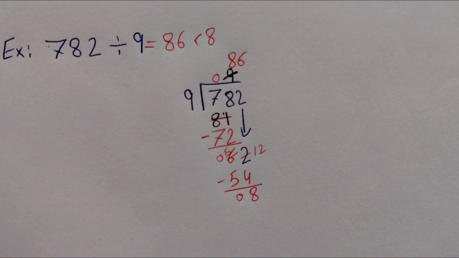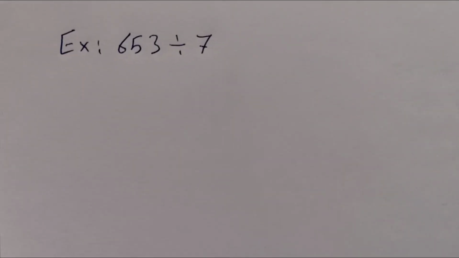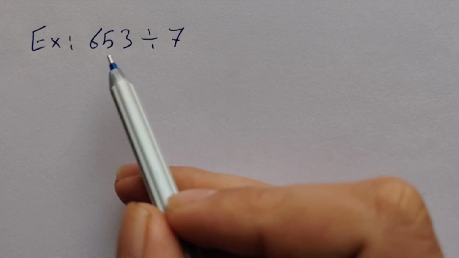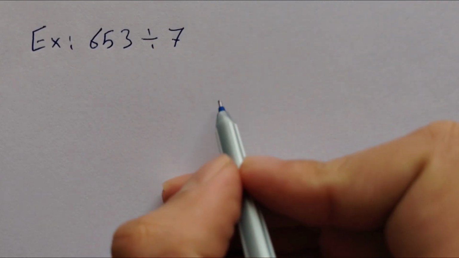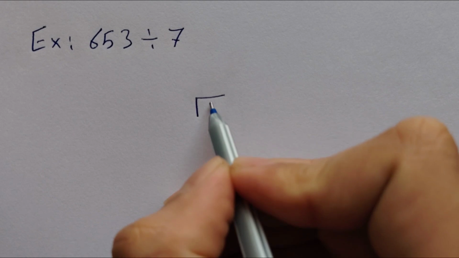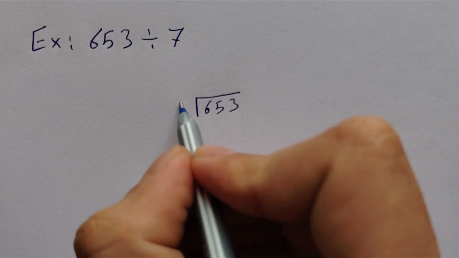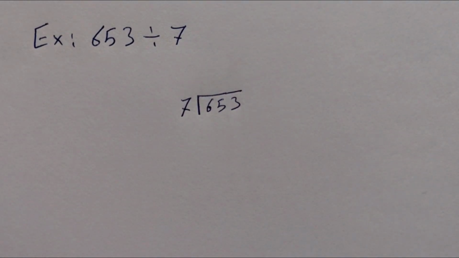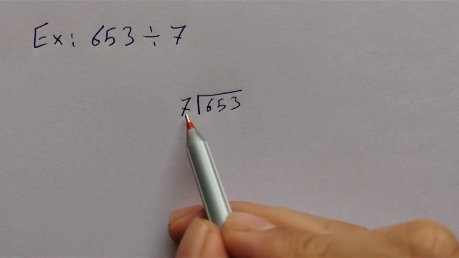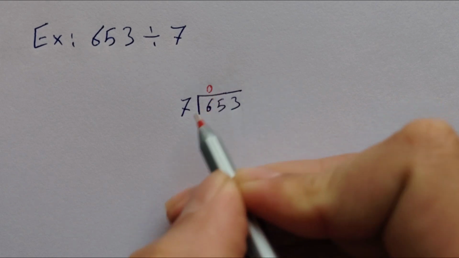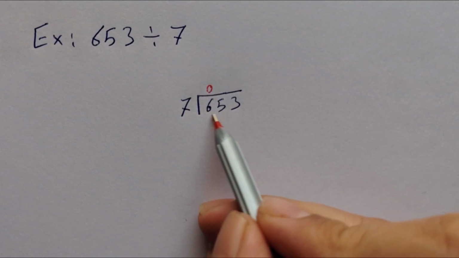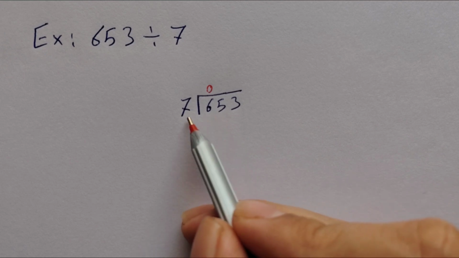Now I want you to pause the video and try to solve that one yourself, because I'm going to solve it in 3, 2, 1. Okay, now we have 653 divided by 7. We will write it as a long division. 653 divided by 7. Same, divide. 6 divided by 7, we cannot. We write a 0. The next digit, it will be 65. Now 65 divided by 7.